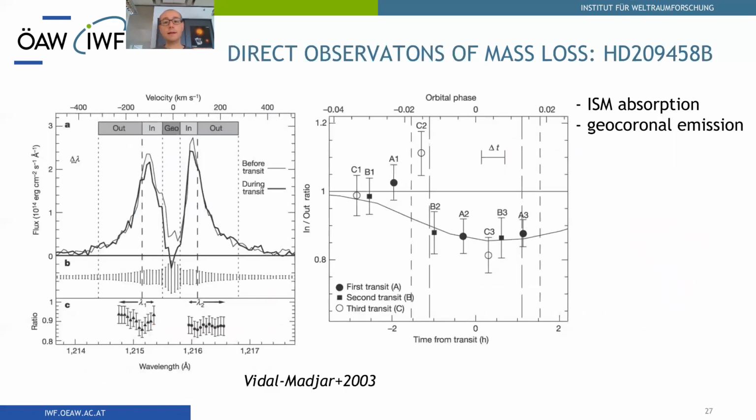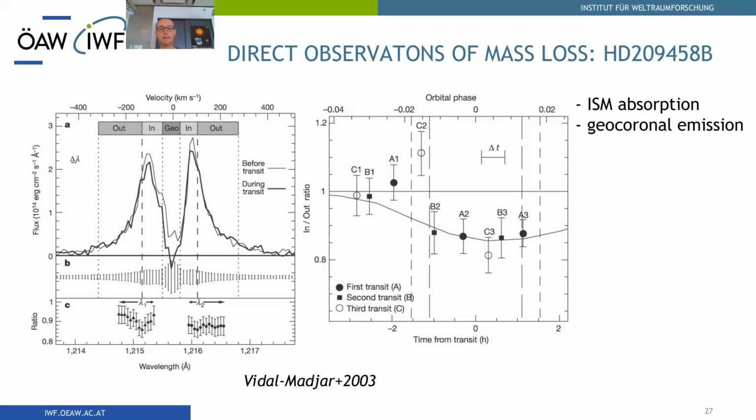Let's come now to direct observations of mass loss. What we have seen before are sort of indirect evidences of mass loss. Now we talk about direct evidences of mass loss. And this is the first one, the very first observation of an escaping atmosphere, which was done in 2003 for the classical hot Jupiter HD 209458b.